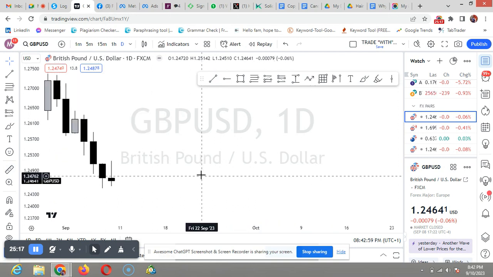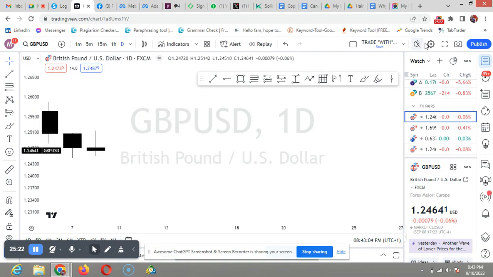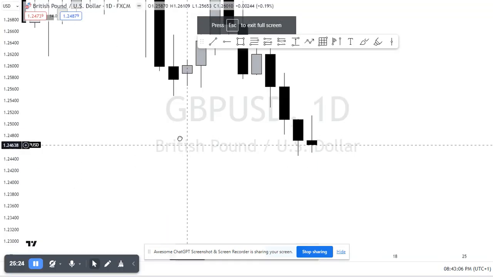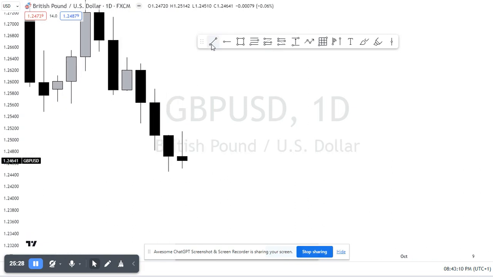What do we see with these three candles? Let me zoom this in so that you can see clearly. All right, so we look at this candle. Look at this black candle here.